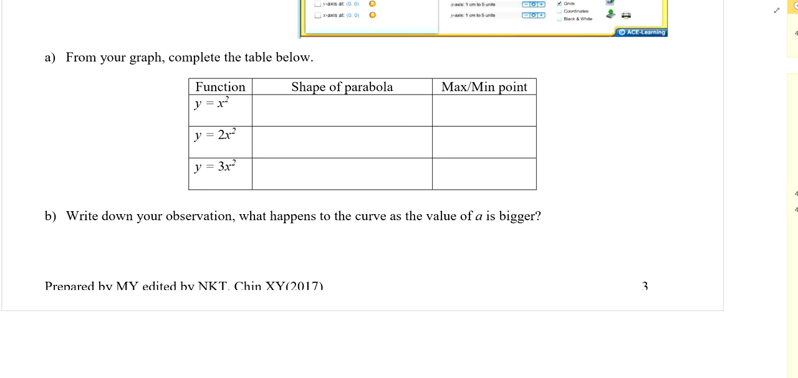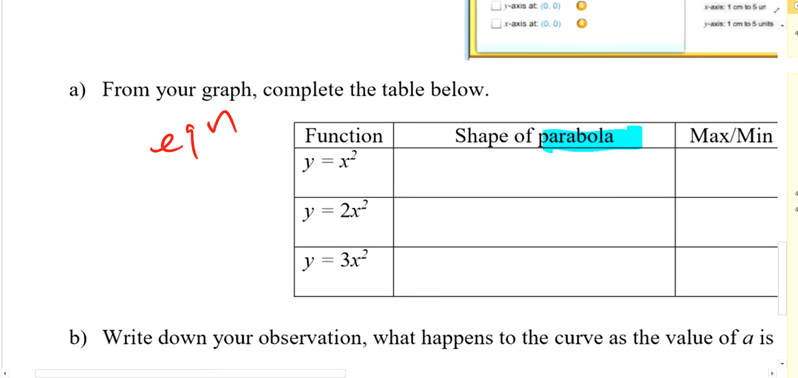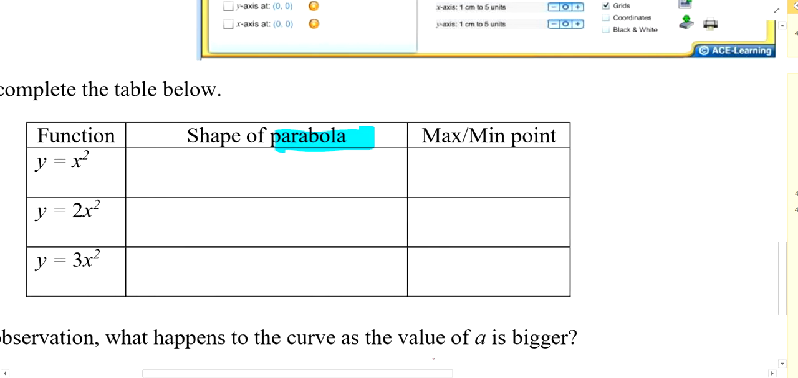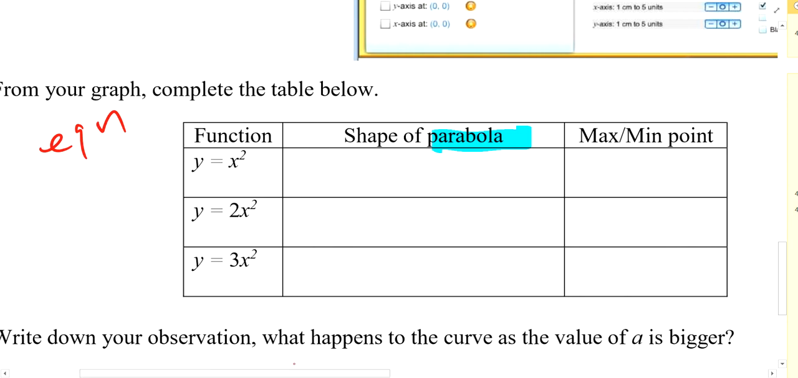Flip to page 3. I want you to highlight this word. Oh yeah, you can't see. You see x squared appearing. Right? You see the x squared appearing. So now we are going to learn what is the shape of these graphs like. What are the shapes of these graphs like?